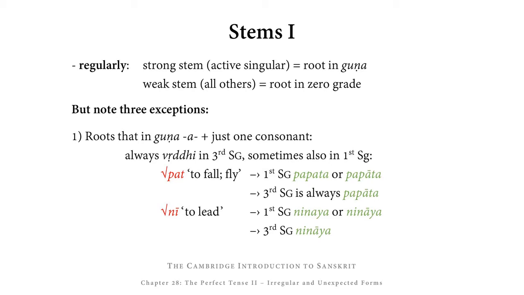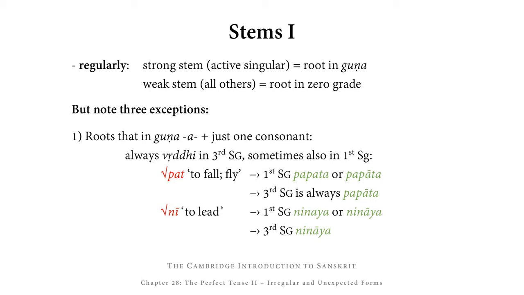First of all, roots that in guna contain a followed by just one consonant always have vrddhi in the third singular active forms, and sometimes have vrddhi also in the first singular active forms. So, for example, from pat, to fly or to fall, we get the first singular form either as papata or as papata. So pa is the reduplicative syllable, pat is the root either in guna or in vrddhi, and then a is the ending for the first singular. The third singular, however, always appears as papata, so always has the root in vrddhi.